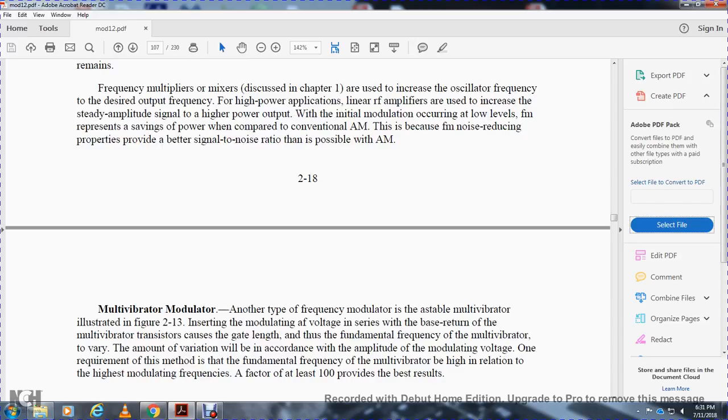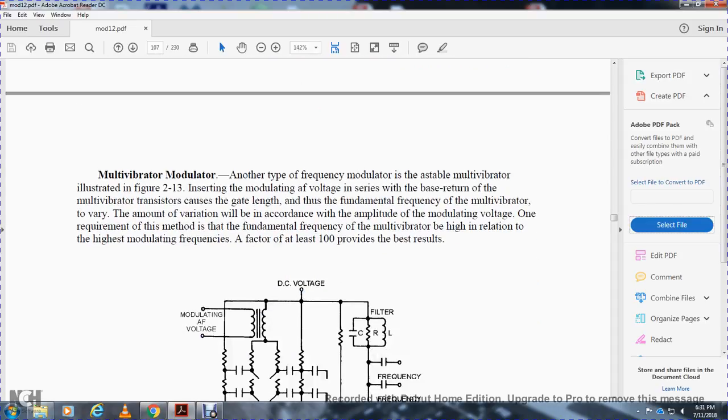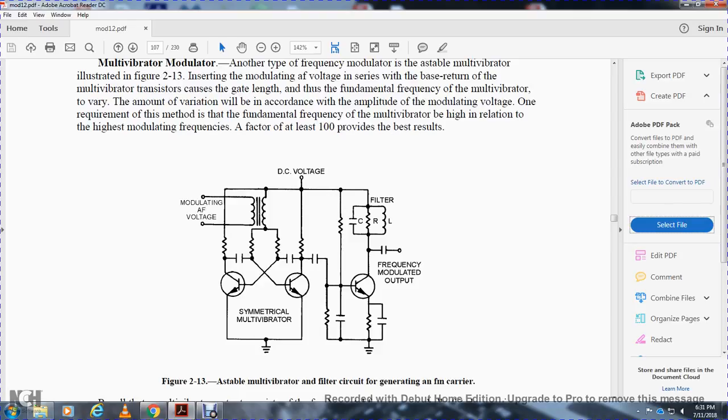One of the requirements of the method is that the fundamental frequency of the multivibrator must be high in relationship to the highest modulating frequency, by a factor of at least 100. At least 100 provides the best results. Figure 213 is an astable multivibrator circuit generating an FM carrier. Modulating audio frequency voltage, transistor 1.